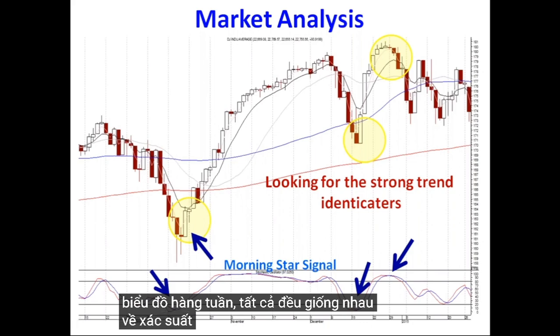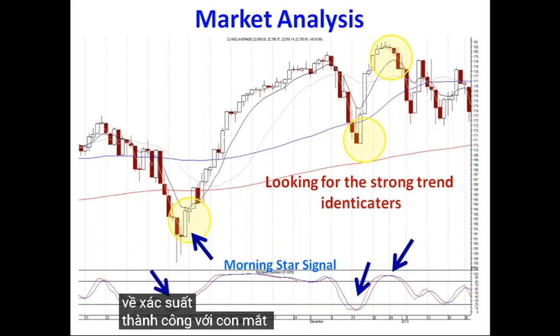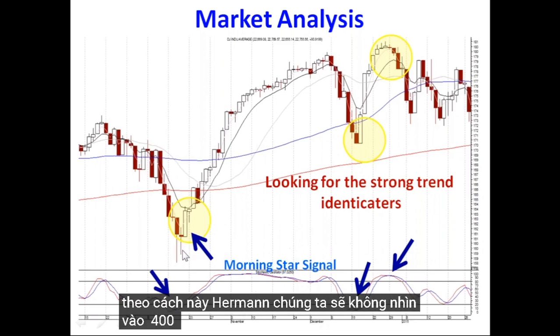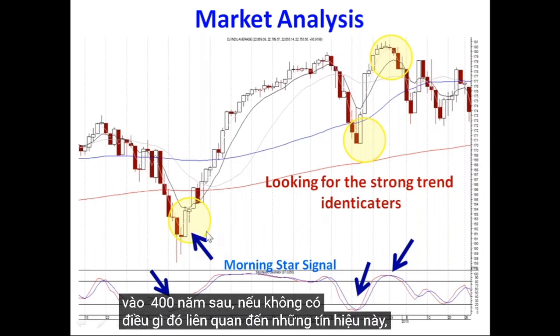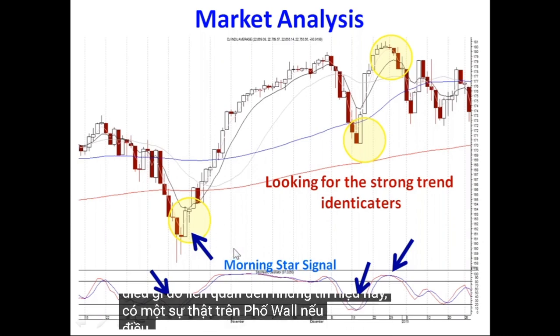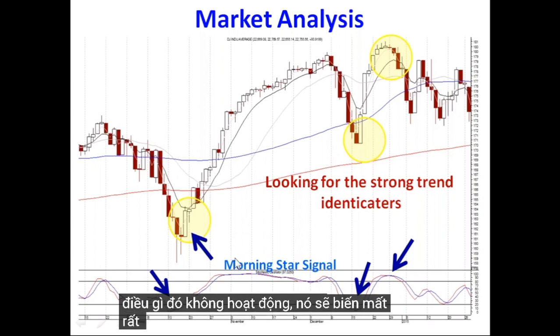What is the probability of success with this doji? Let's put it this way, Herman. We wouldn't be looking at them 400 years later if there wasn't something relevant to these signals. There's one truism on Wall Street. If something doesn't work, it disappears very quickly.